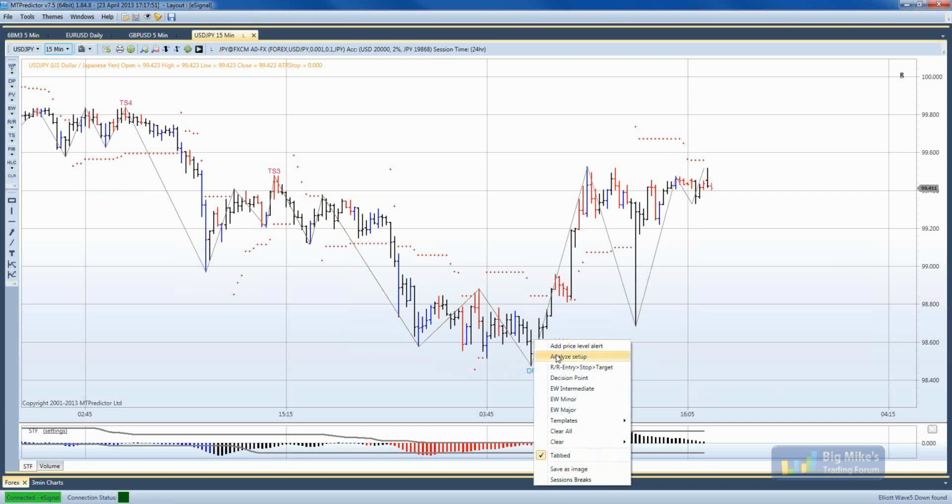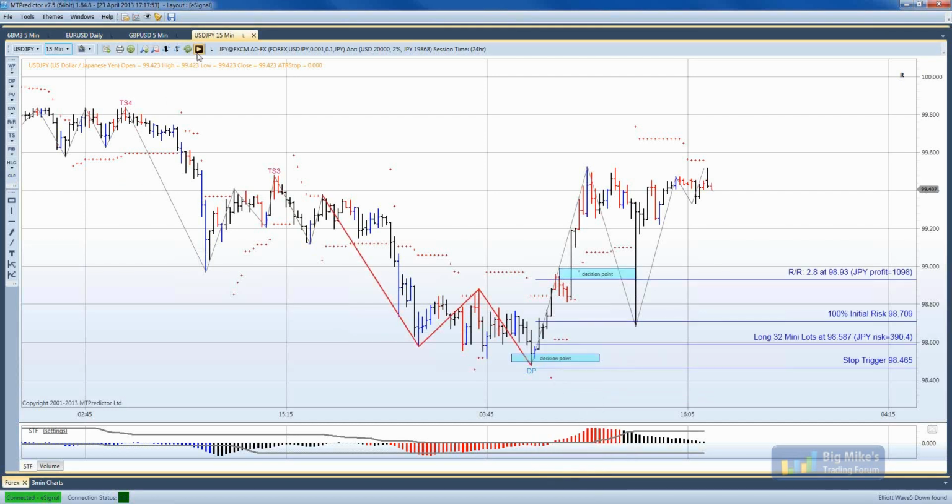We place the analysis on there. I'll just take this chart back a bit.